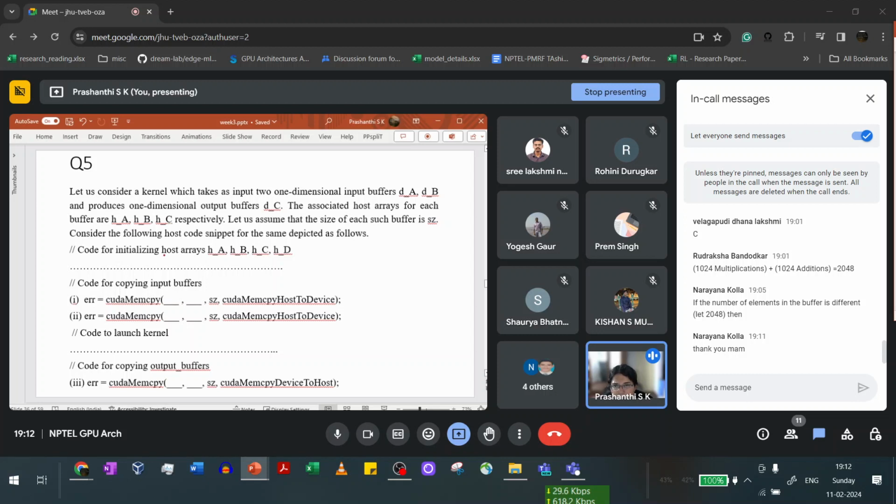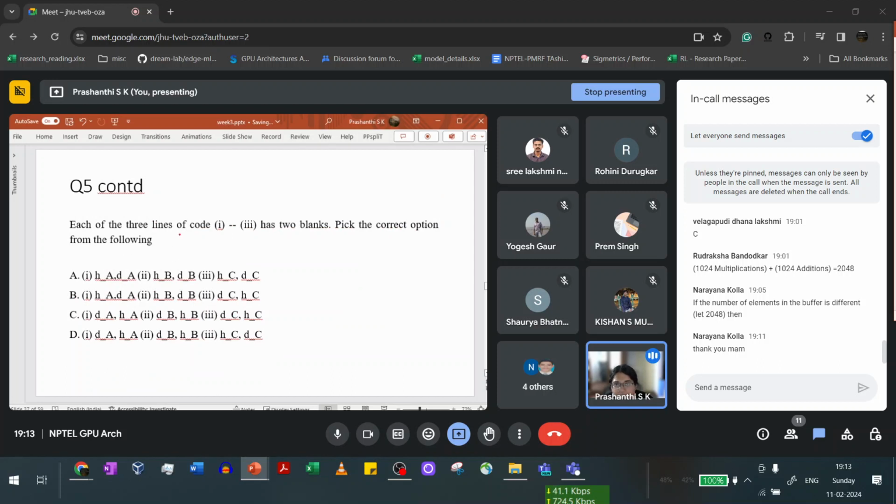So there is some code for initializing host arrays which is not given to you. Code for copying input buffers. You have two statements labeled as 1 and 2 with CUDA memcopy and the destination and source left blank. Then you have code to launch a kernel which is not given to you. And finally you have code for copying the output buffers, labeled 3, and again you have a CUDA memcopy with these two left blank. Now the question is, each of the three lines of code 1 to 3 have two blanks. Pick the correct option from the following. So you have 4 of these options.